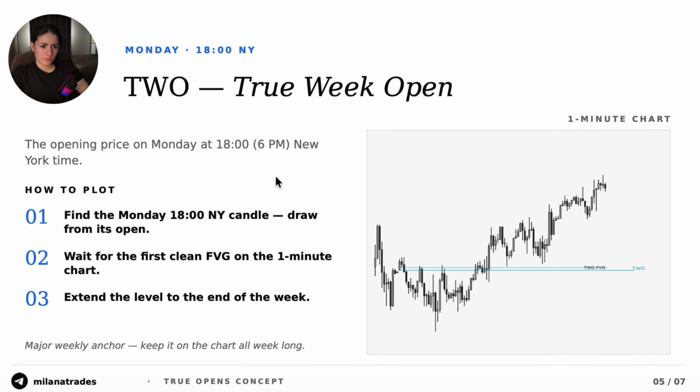Yes, on the chart you can see it. But for big institutions, the real weekly cycle begins at a different time. True week open is the opening price on the Monday at 6 p.m. New York time. Now, how do we find it and plot it on the chart?